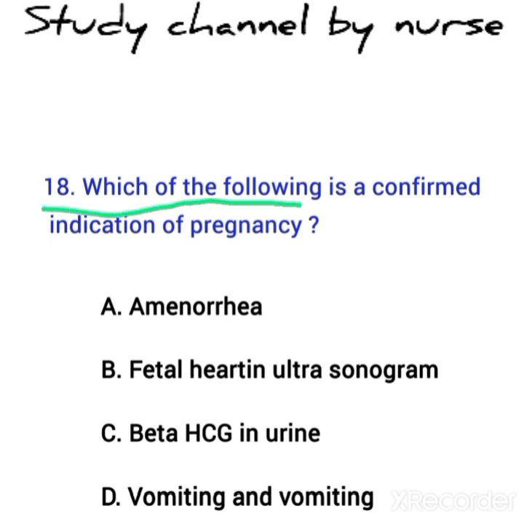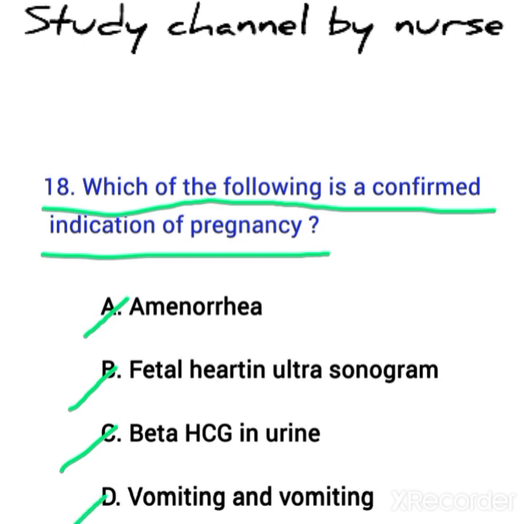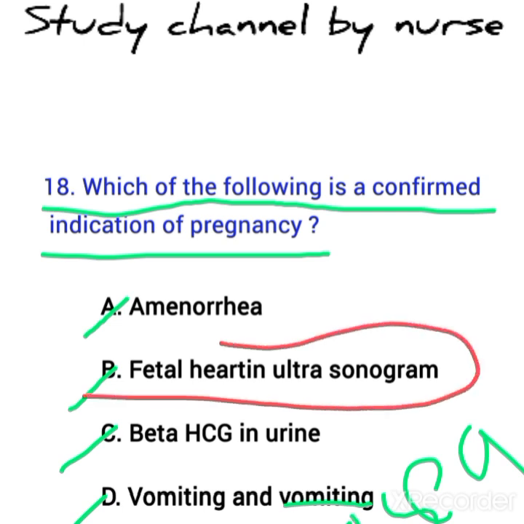Next, question number 18. Which of the following is a confirmed indication of pregnancy? Option A amenorrhea. Option B fetal heart in ultrasonogram. Option C beta hCG in urine. Option D vomiting and nausea. And the correct answer is option B, fetal heart in ultrasonogram.